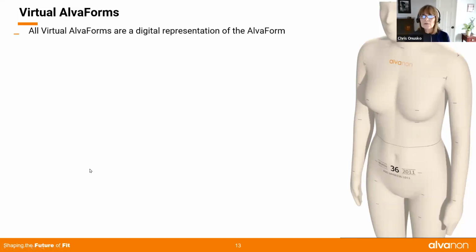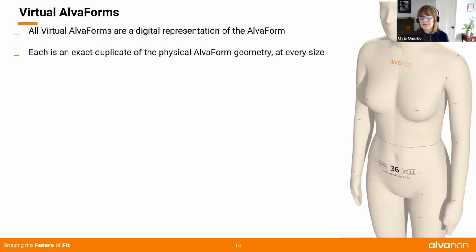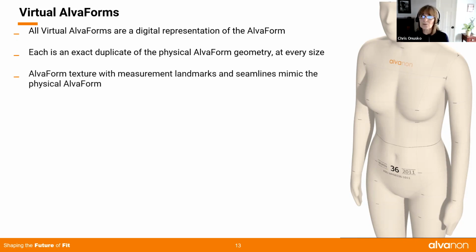So all of the virtual Alvaforms are a digital representation of the actual Alvaform that it's created from. That means that each one is an exact duplicate of the physical geometry of the Alvaform. And that would be at every size, no matter what size you choose in the size set that might be available.